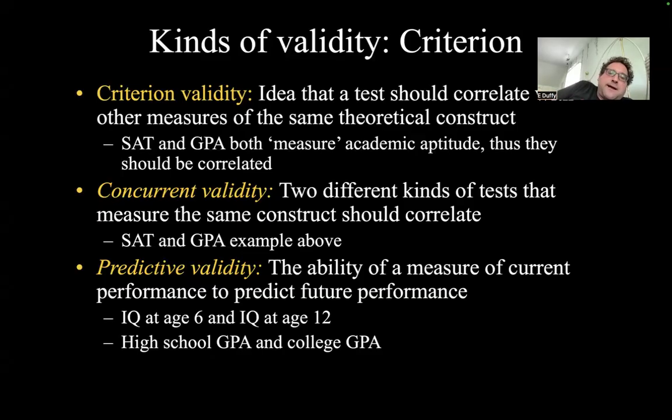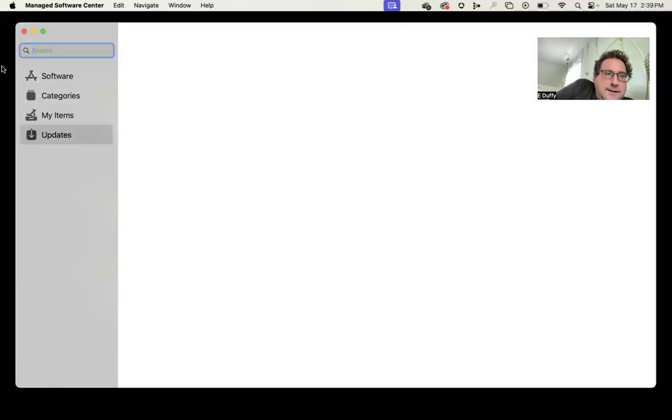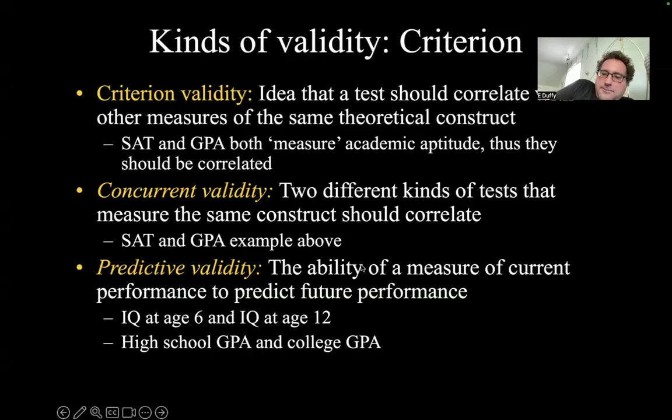But you'd also expect something like high school GPA and college GPA, which are taken 4 years apart, to be highly correlated. And those usually are, not perfectly, but it is one thing that does correlate pretty strongly.